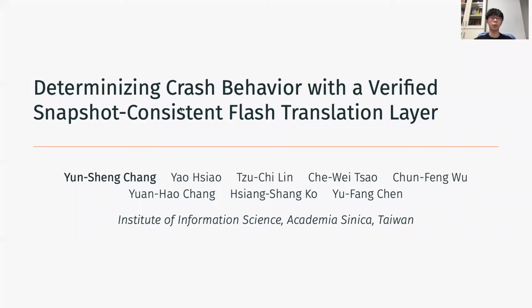In this talk, I will introduce our recent project called Snapshot-Consistent Flash Translation Layer, or SCFTL for short. This is a joint work with my colleagues at Academia Sinica.